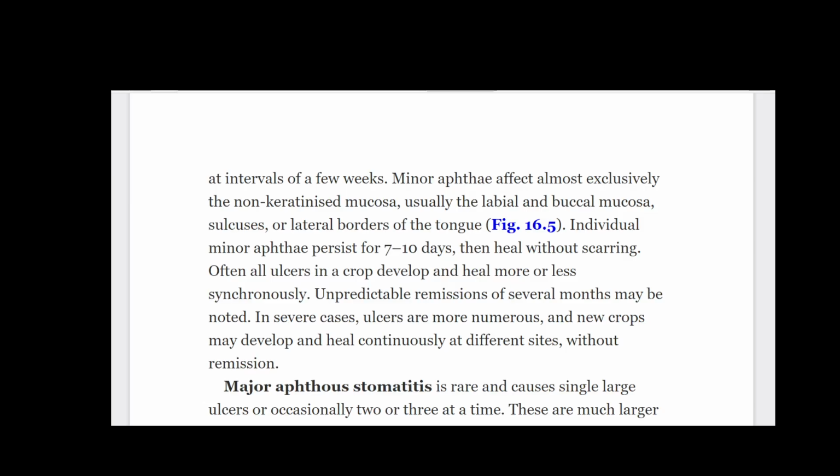Often all ulcers in a crop develop and heal more or less synchronously. Unpredictable remissions of several months may be noted. In severe cases, ulcers are more numerous, and new crops may develop and heal continuously at different sites, without remission.